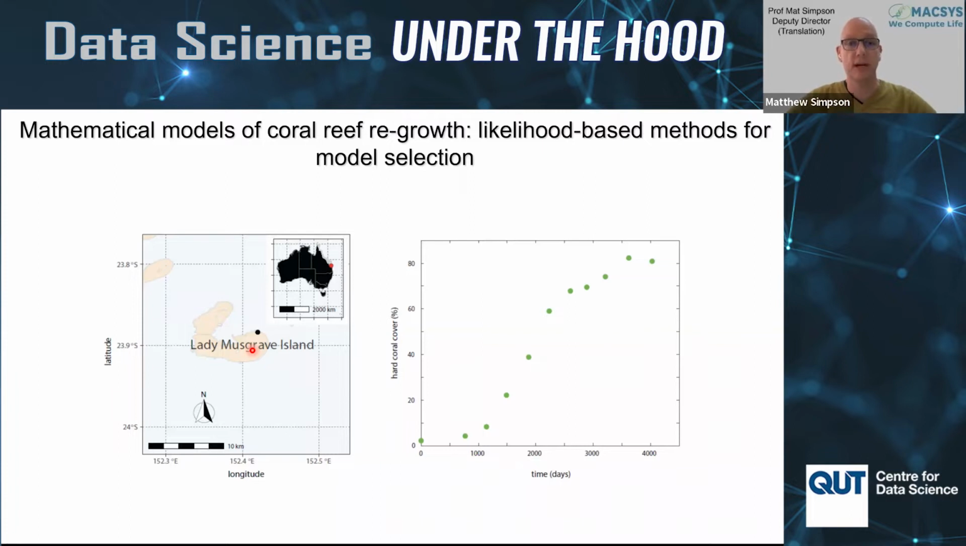It's in the southern part of the Great Barrier Reef. One of the reasons we're interested in this data set is to think about what happens after the coral cover has been disturbed by some event. It could be a cyclone, or maybe some kind of bleaching event, or some runoff event. What we've got here are estimates of the percentage of hard coral cover over time, measured in days after some disturbance.